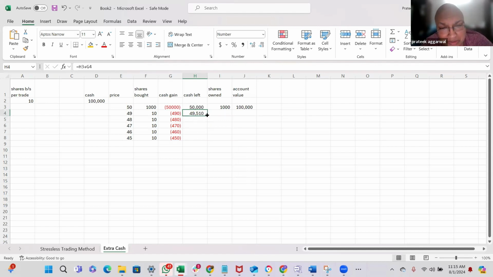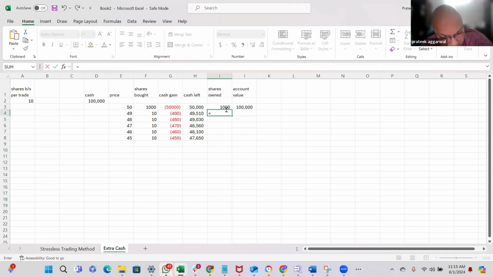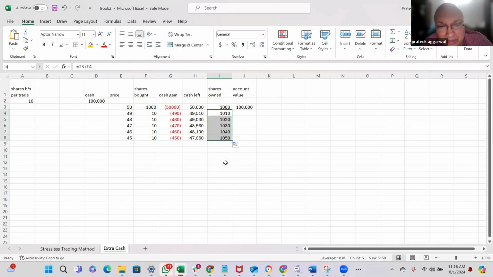So your cash reserve is now going down, and your shares owned is going to go up, which is going to become I3 plus F4. So your number of shares is increasing, and of course, since the price is dropping, you can see the impact of that on your account.